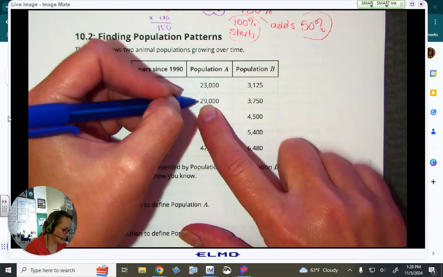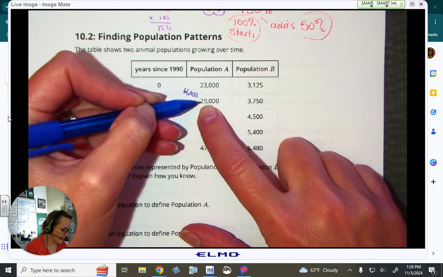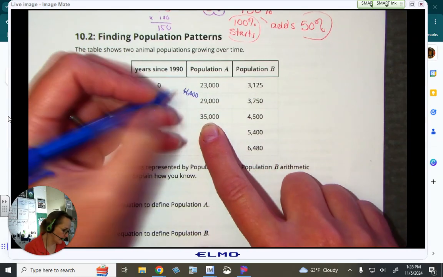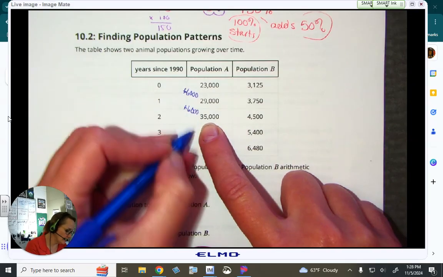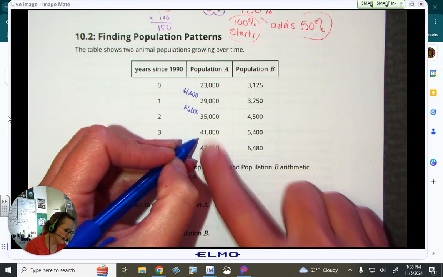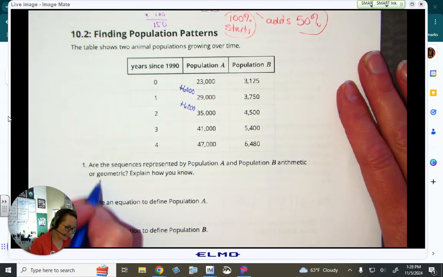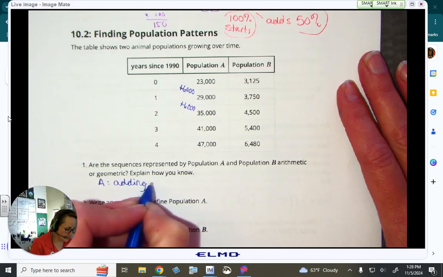From here to here, I would need to add 6,000. And if I add 6,000 again, I should get 35,000. Okay. Add 6,000 again, I should get 41. Add 6,000 again, 47. Population A is adding 6,000 a year.